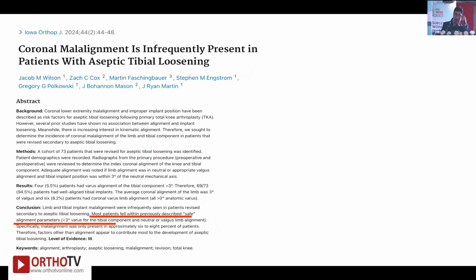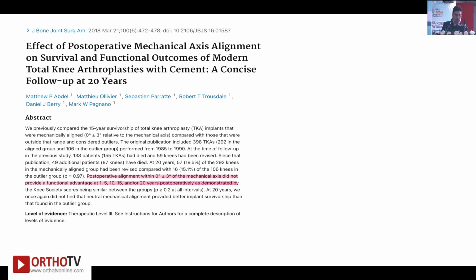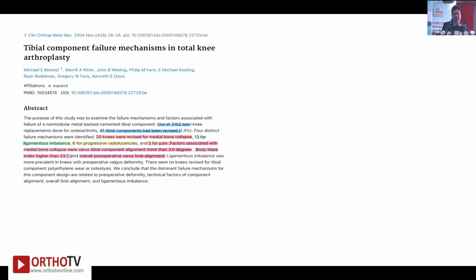Alignments, many people will not agree. Most of the references are inconclusive. They'll just say that four patients had this, or it does not provide long-term benefit if you have plus minus 3 degrees of alignment.